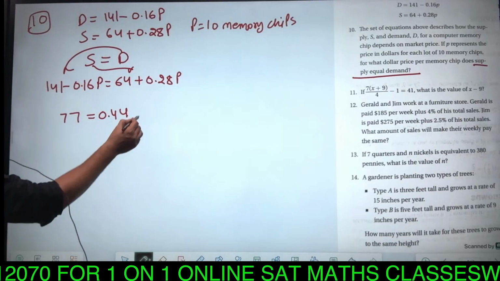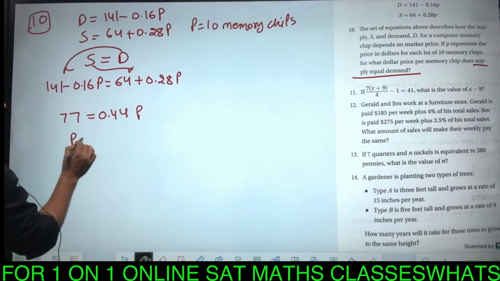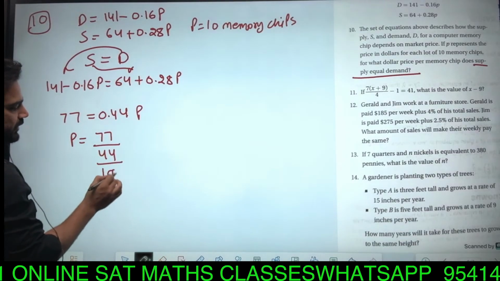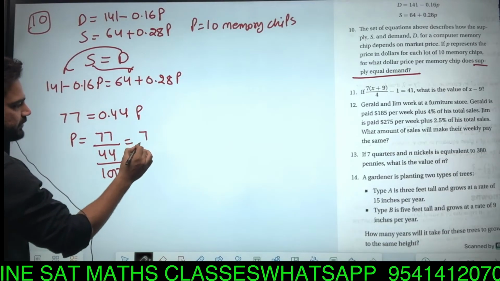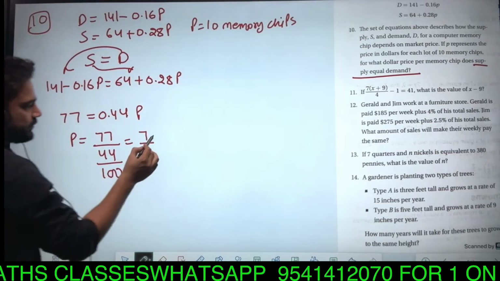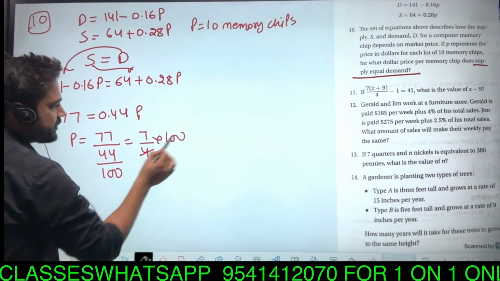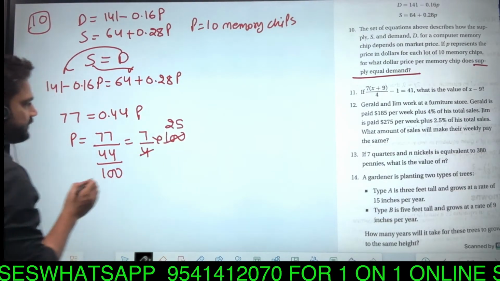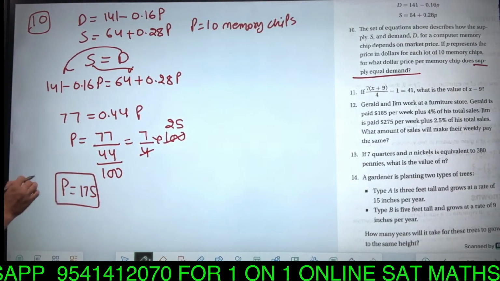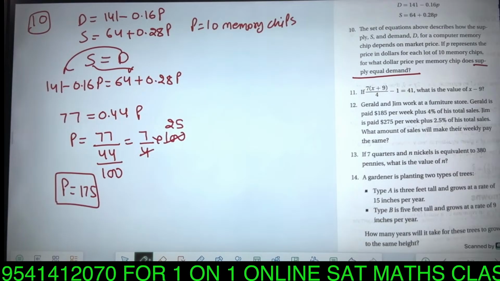So from here you can find the value of P. P is 77 upon 44 upon 100, so it will be 7 upon 4. You can cancel this by 11. 7 upon 4 into 100, so this will be cancelled by 25, and P will be 175. So P is 175 first of all.